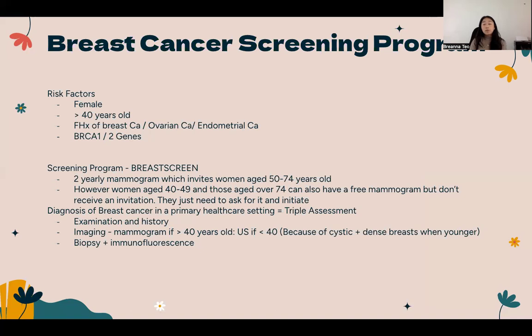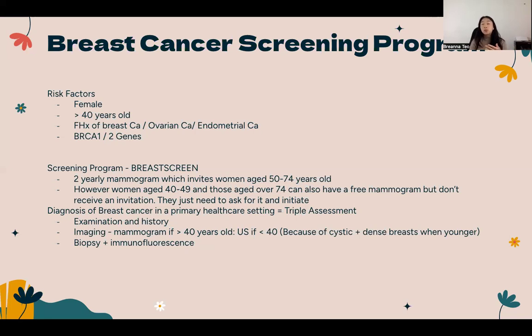The screening program falls under BreastScreen, and it's a 2 yearly mammogram from the ages of 50 to 74. So it's the same ages as the bowel screening one. Important to note that women from the ages of 40 to 49 and those over 74 can also still have a free mammogram, but they don't receive a formal invitation. So there's not going to be a text or a letter asking them whether they want to do one or reminding them that they should.